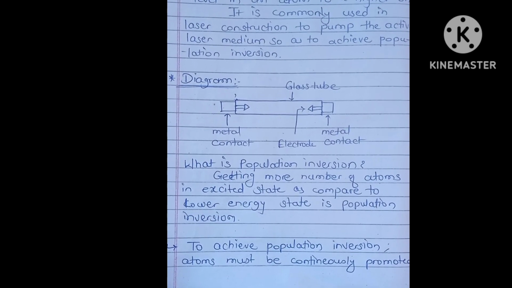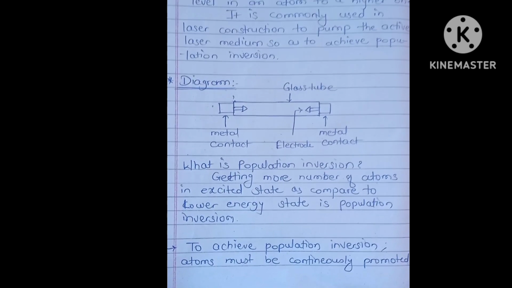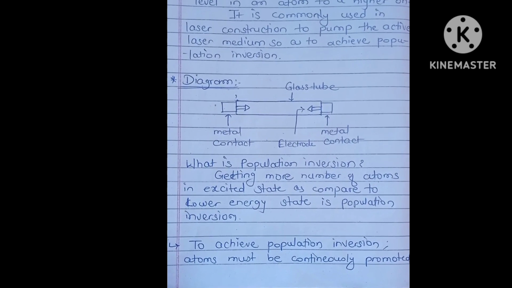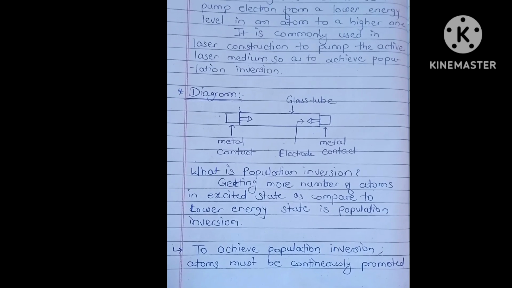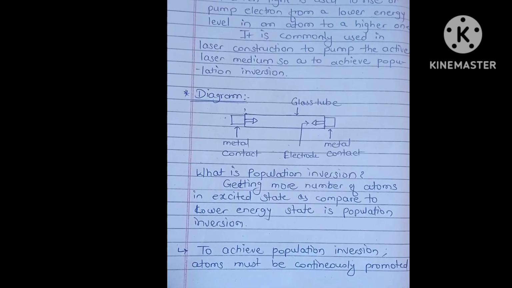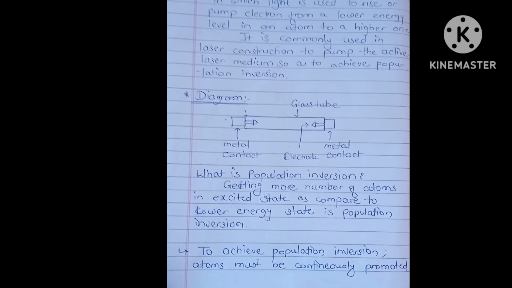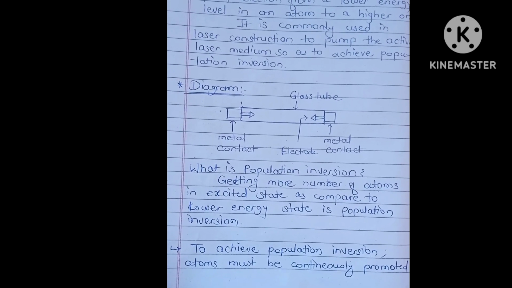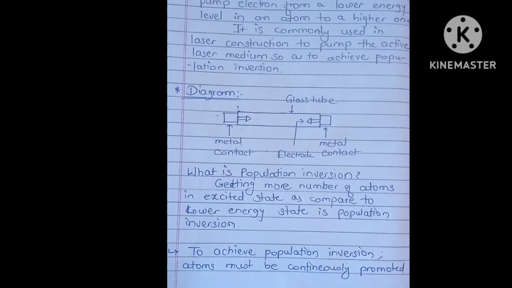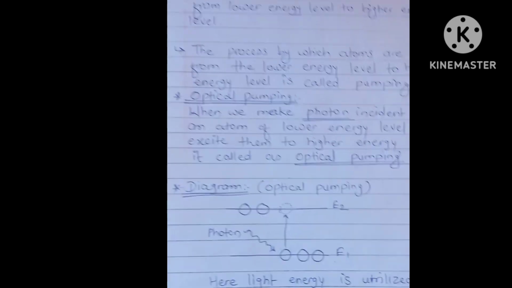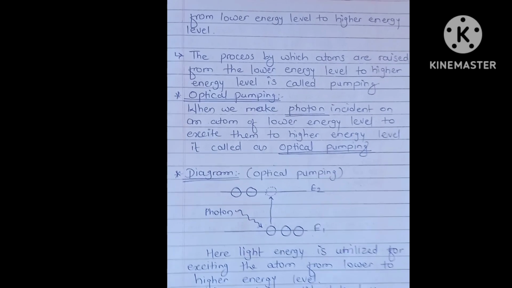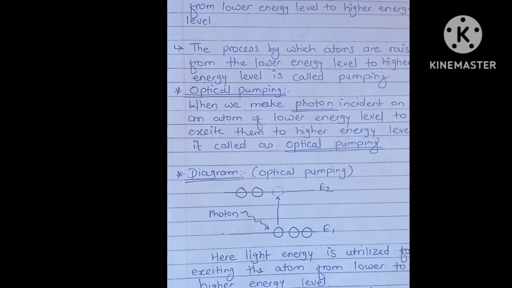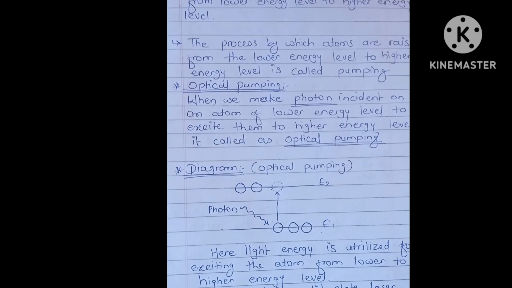Getting a greater number of atoms in the excited state as compared to the lower energy level state is population inversion. Whenever we get more atoms in an excited state, population inversion occurs. To achieve population inversion, atoms must be continuously promoted from the lower energy level to the higher energy level.